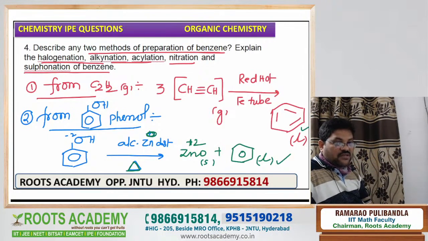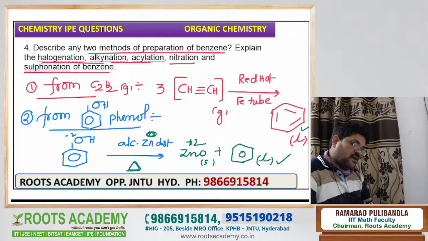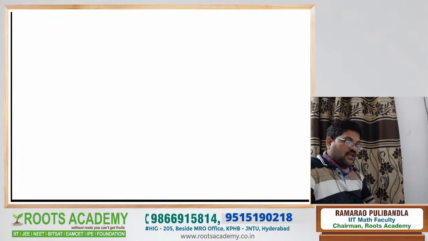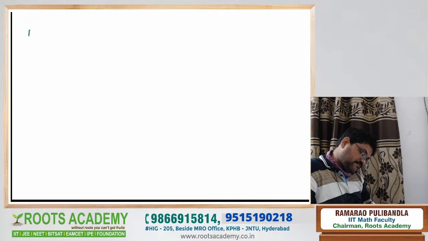Simple explanation. Understood what I am saying, students? Yes. And the next ones are halogenation, alkylation, acylation, nitration, sulfonation. First one, halogenation of the benzene.